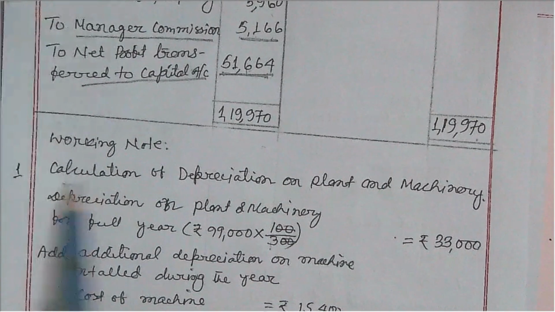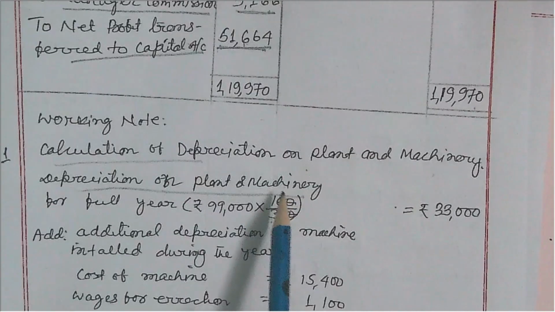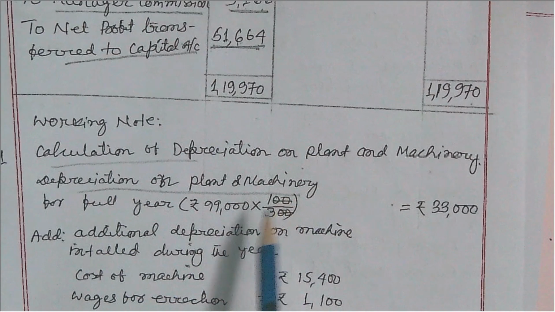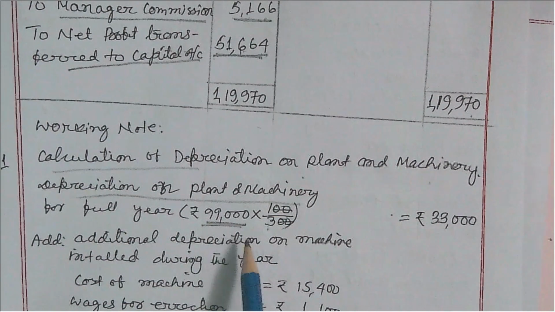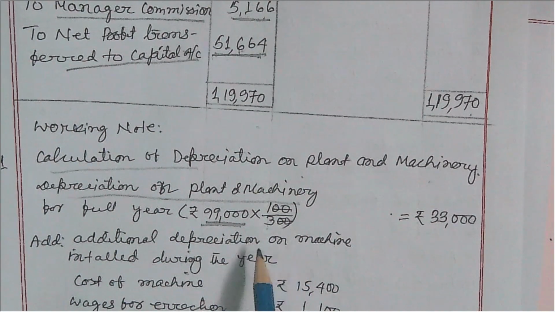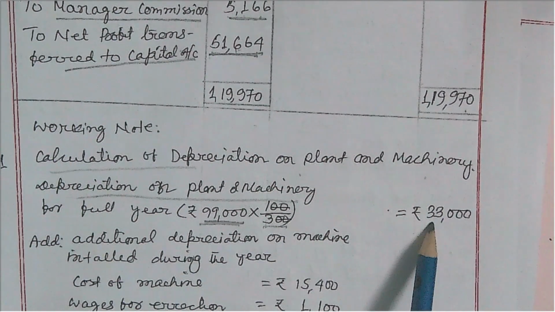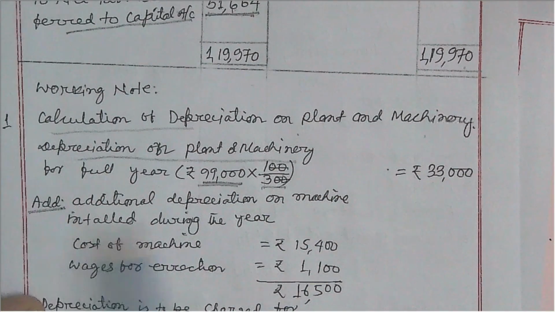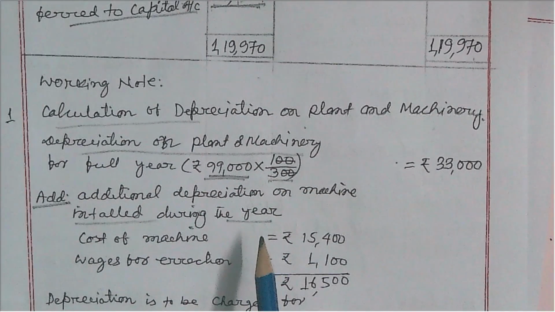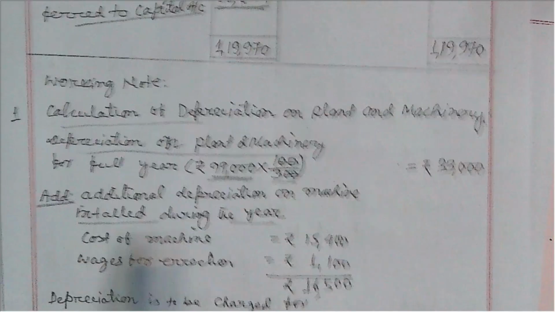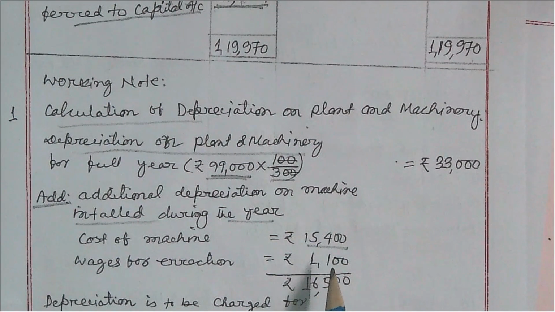And here is the calculation of depreciation on plant and machinery. Plant and machinery given in the trial balance is 99,000. At 33 1/3 percent, that is 100 by 300, the depreciation is 33,000. Now add additional depreciation on the machine installed during the year. The cost of the machine is 15,400, given in adjustment number 2.